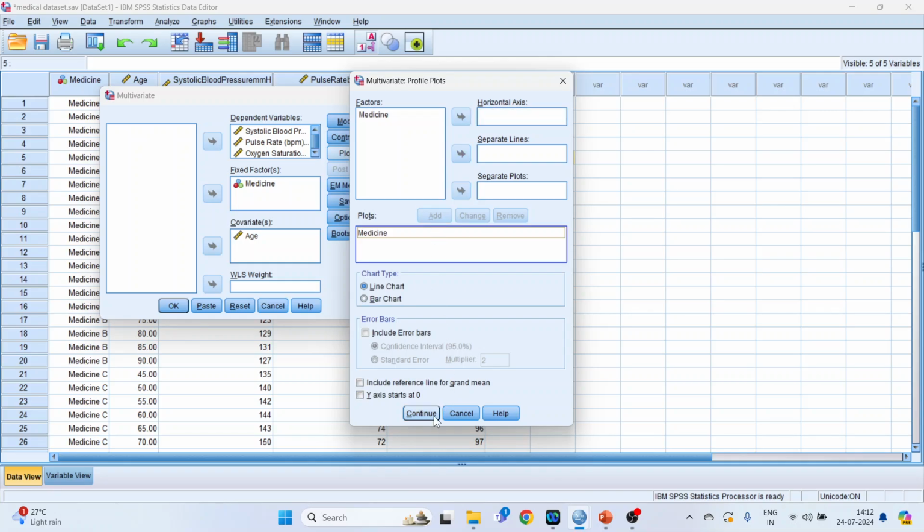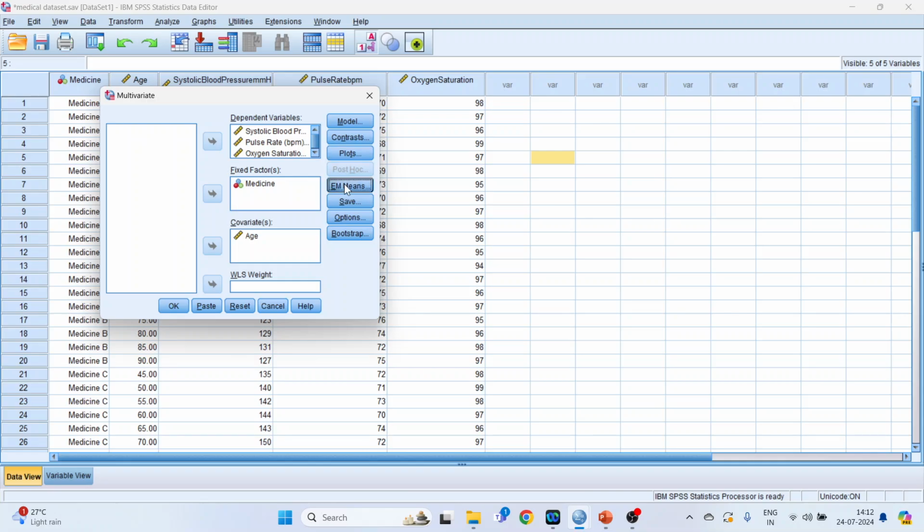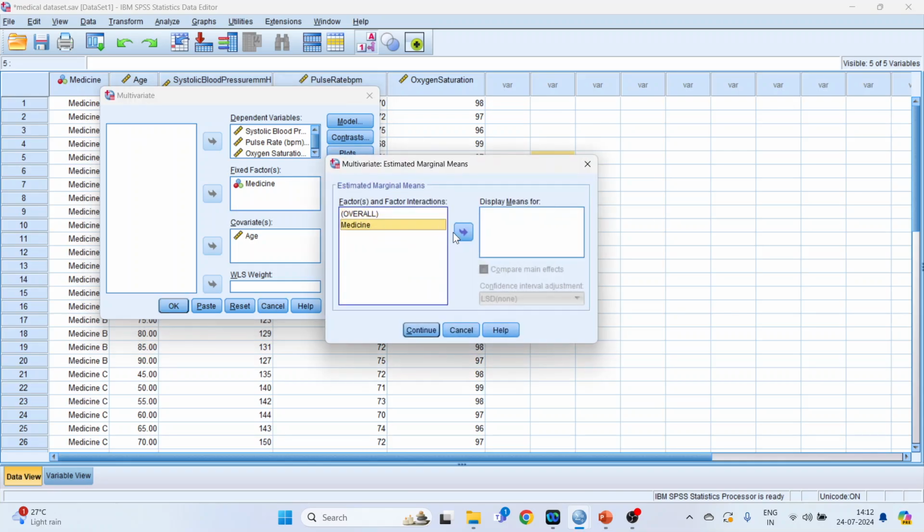Add. Continue. Estimated marginal means. Transfer medicine into the display means form. Compare main effects. In this, you are having two options: LSD (none) and Bonferroni. LSD (none). Basically, LSD stands for least significant difference.